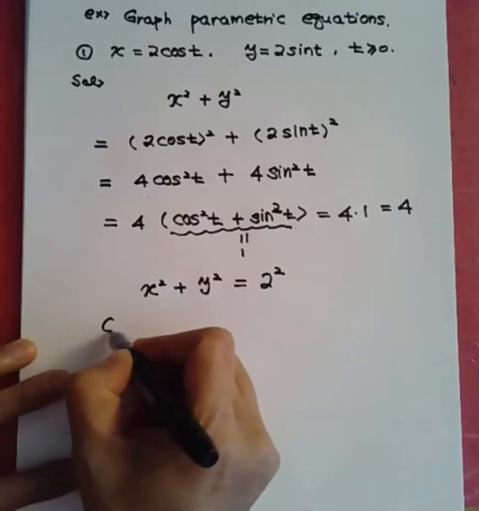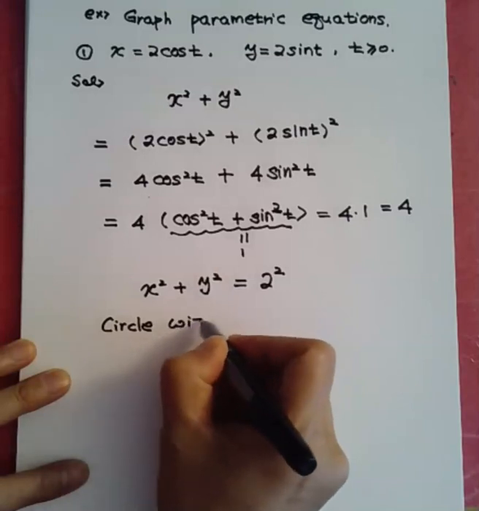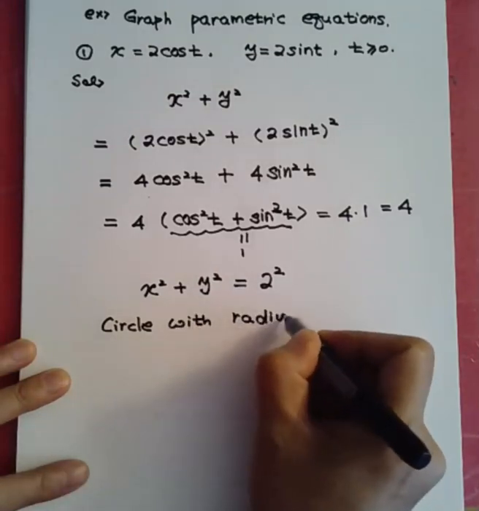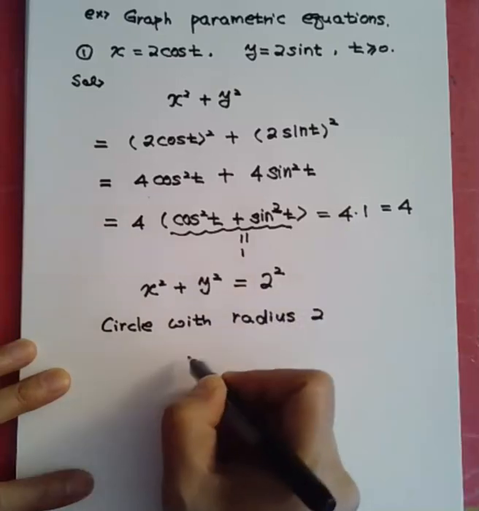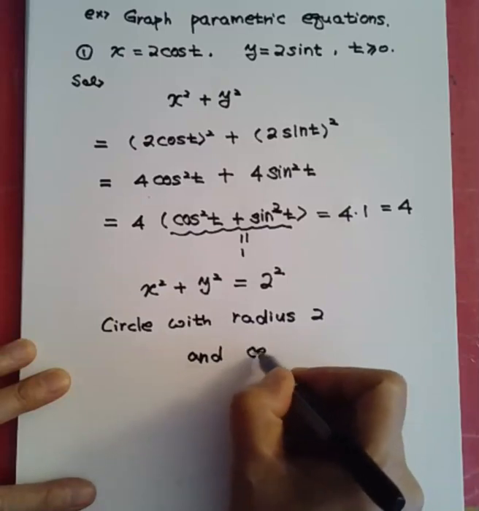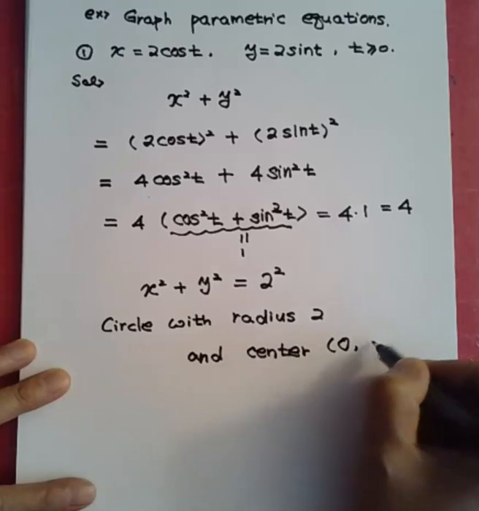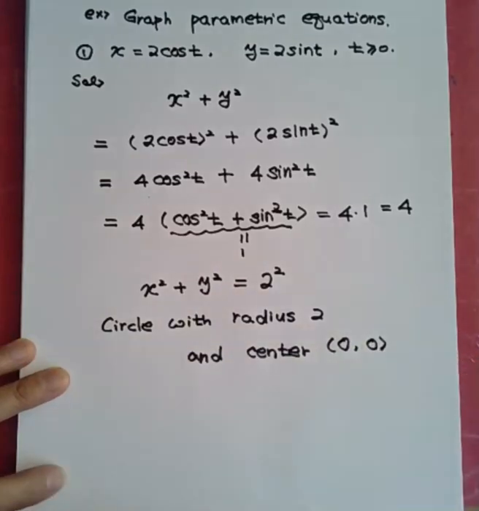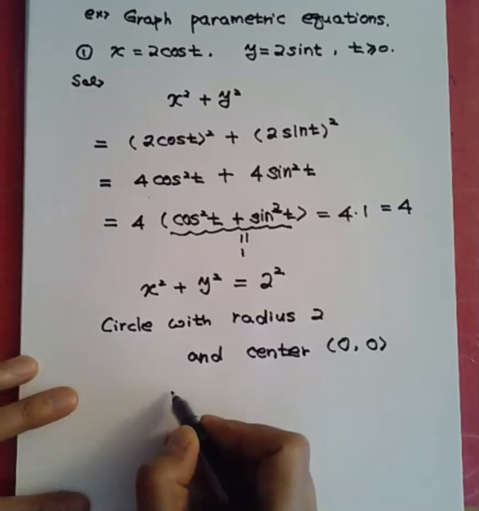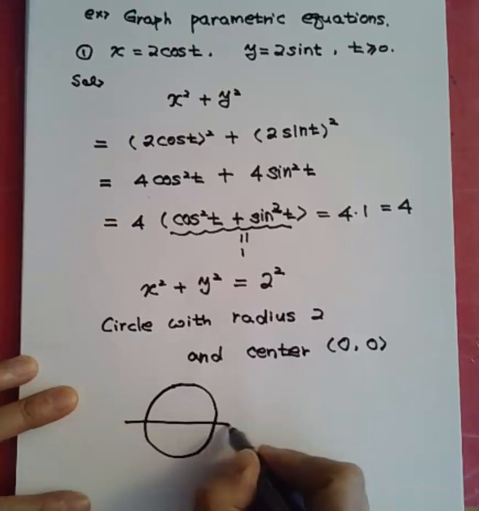That is a circle with radius 2 and center (0, 0). When we graph it, it is just a circle which looks like this.